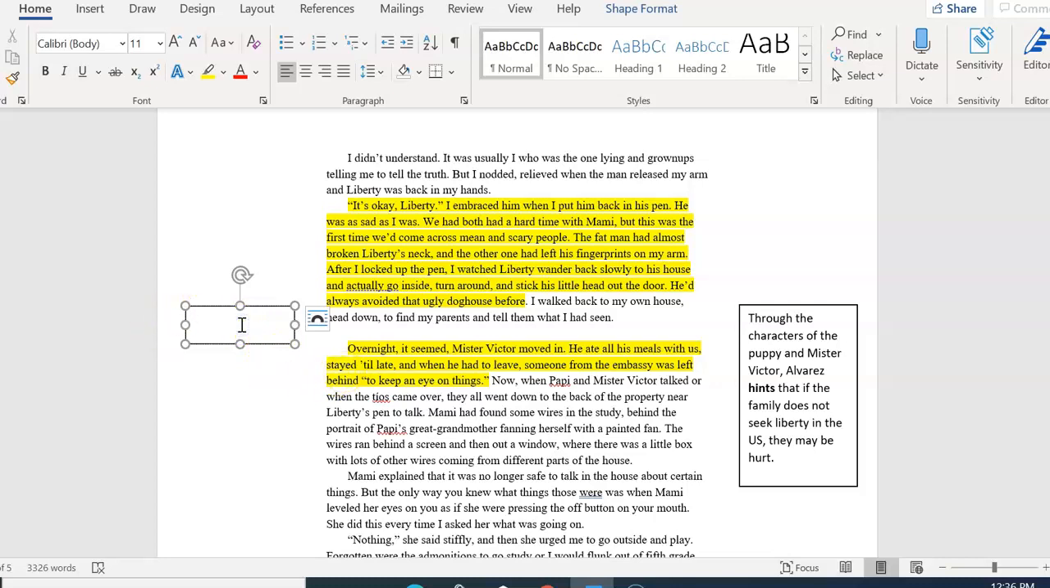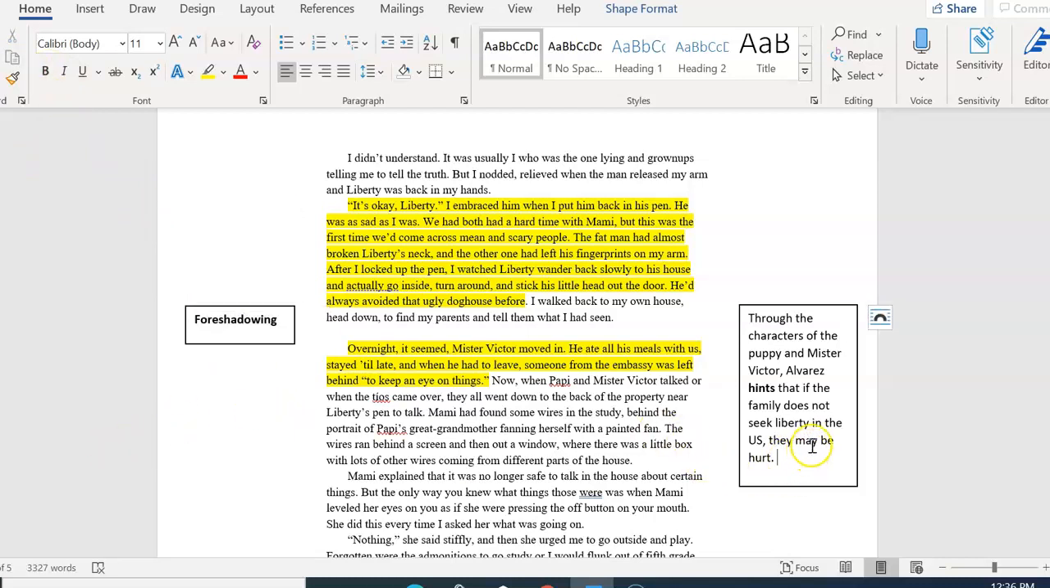Something is wrong. It's not just that people are watching them, it's that they might get hurt. So I'm going to label this as foreshadowing. What I'd like you to do, anything that I fill in now on the screen, I need you to go ahead and fill in on your paper. So handwrite it or type it if you're using an electronic format.